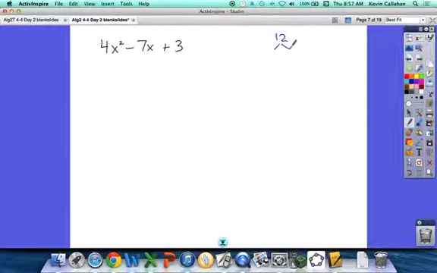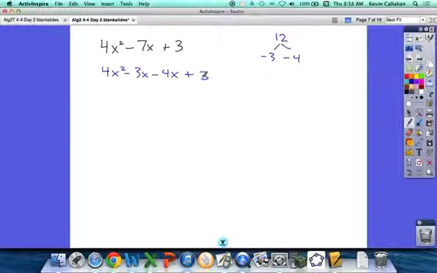What are going to have to be the signs of those numbers? Well, if they multiply to give you a positive, they're either both positive or both negative. Since they add to give you a negative, they're both negative. Now think of the factors of 12. 1 times 12, 2 times 6, 3 times 4. Do any of them add up to 7? 3 and 4, right? So we're going to go negative 3, negative 4. So 4x squared minus 3x minus 4x plus 3.